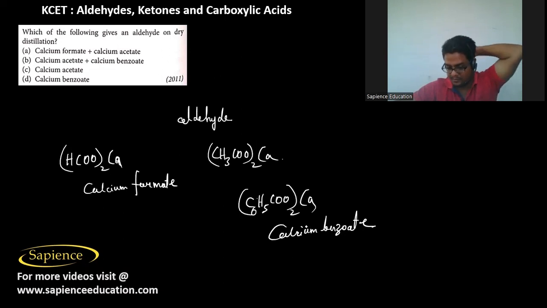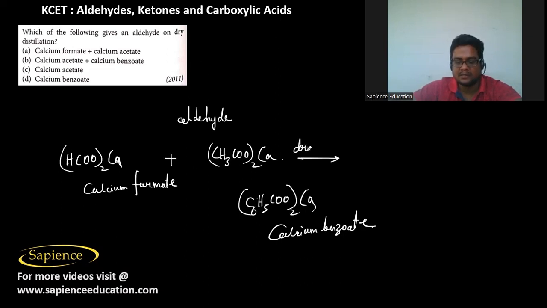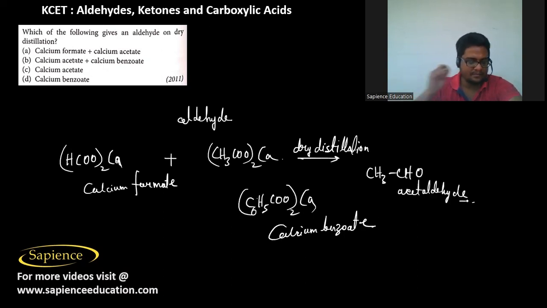Now when calcium formate and calcium acetate undergo dry distillation, they will form CH3CHO, which is acetaldehyde.